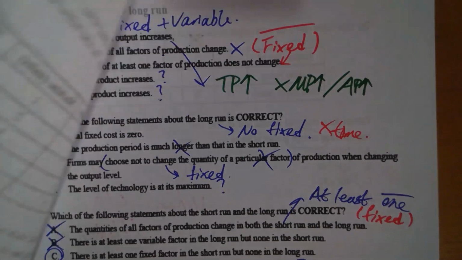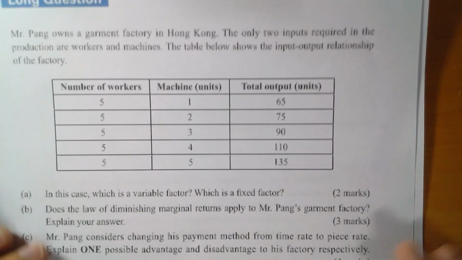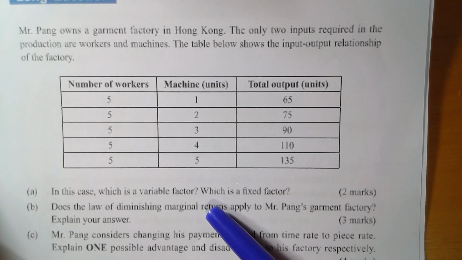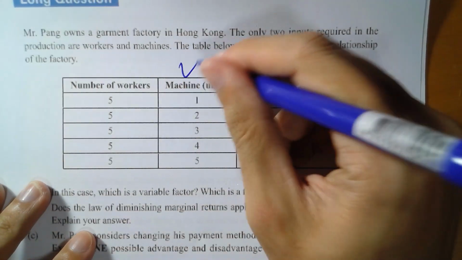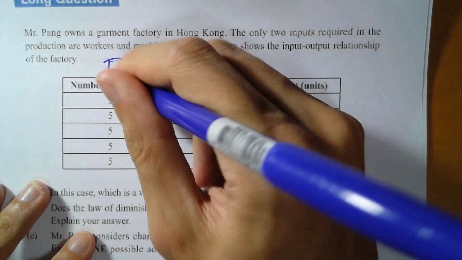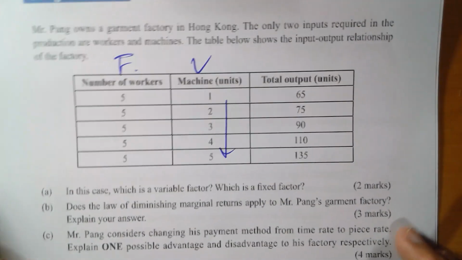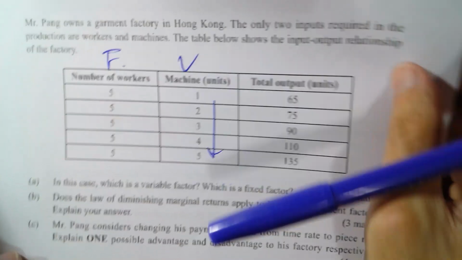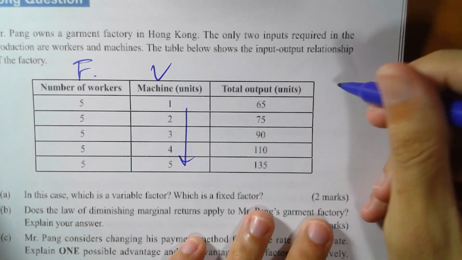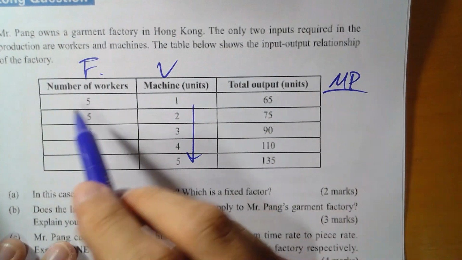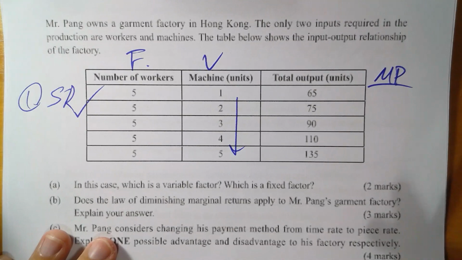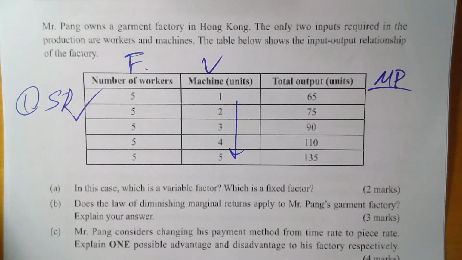Okay, done that. Now, I think this is the final question. Here, we have a factory, which is a variable, and this one is a fixed. Now, let's see whether the law of diminishing applies. First step, we know it is short run. Now, next step, work out the MP.